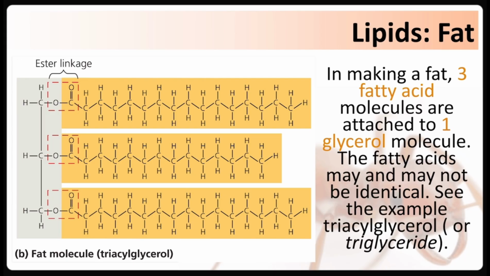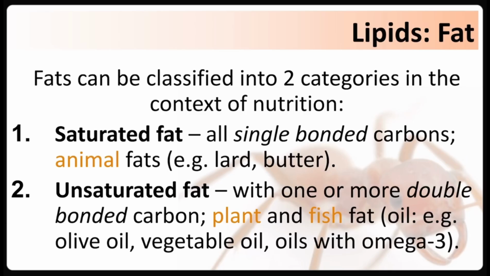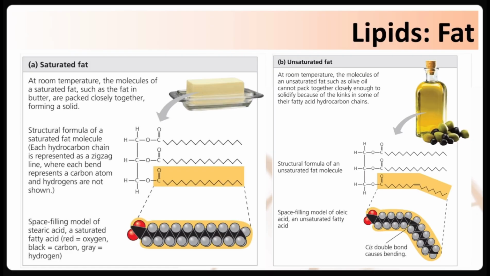This structure is efficient for storing energy that organisms can use when needed. Okay? Now, fats can be classified into 2 categories in the context of nutrition. We have the saturated fat and the unsaturated fat. We're very familiar with saturated and unsaturated fat. What's the difference between the two?